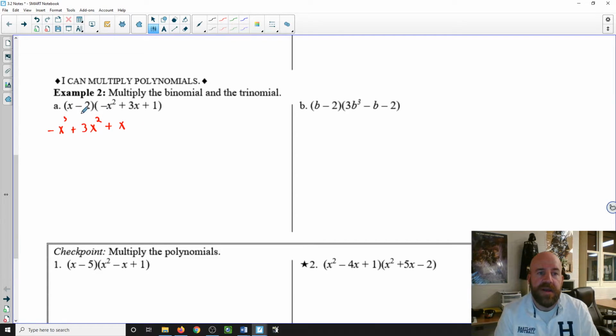Now we have to distribute the negative 2 in. So negative 2 goes in. Negative 2 times negative x squared would be a 2x squared. So I'm going to put that right underneath here. Now you could just write it at the end and then combine like terms at the end, but this makes it a little easier if we line them up. Negative 2 times 3x would be negative 6x. And then negative 2 times 1.